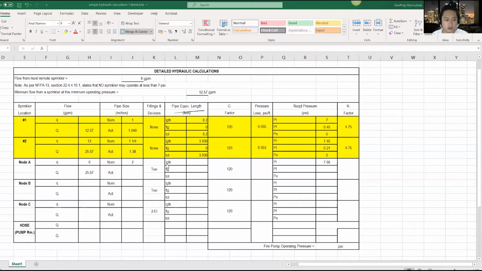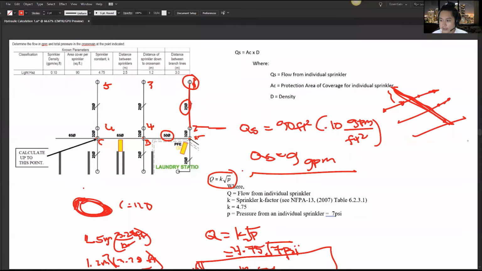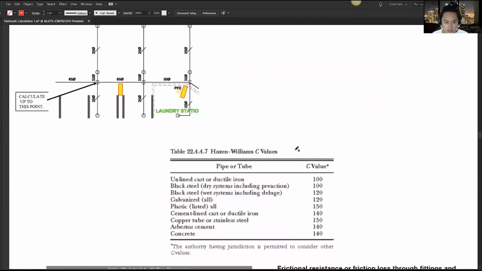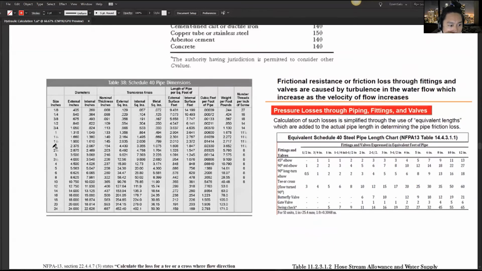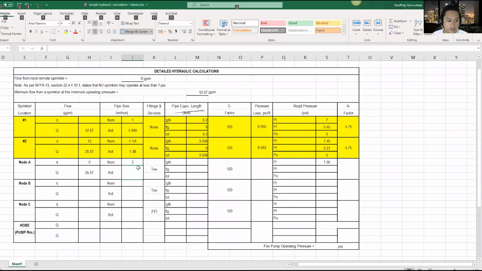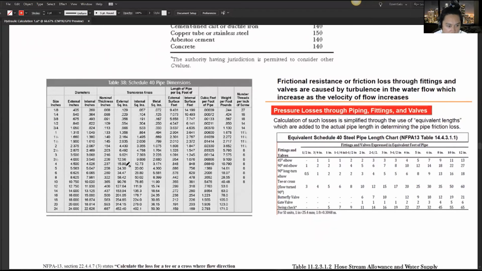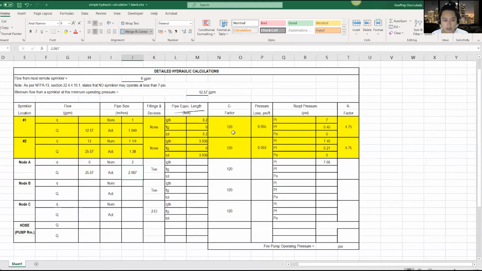Again, it's schedule 40. So looking at our table, schedule 40, it's 2 inches. Our internal diameter in inches is 2.067. So we input that in our table, 2.067. Going back to our table, a nominal diameter of 2 inches has an actual internal diameter of 2.067. Okay, so we're done with this.